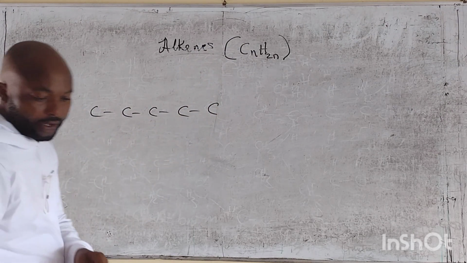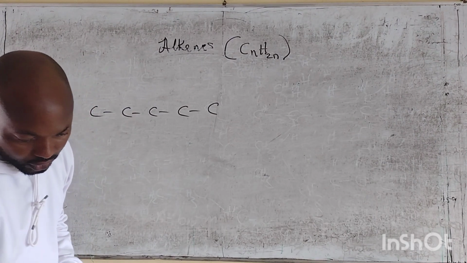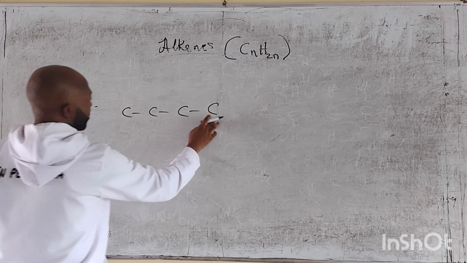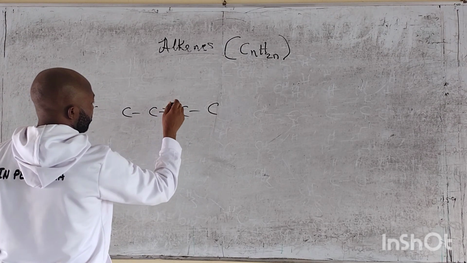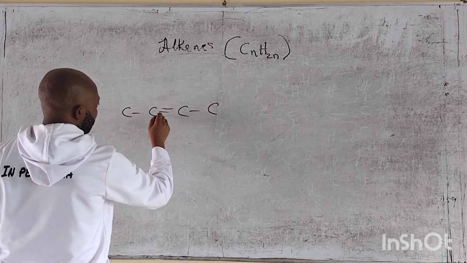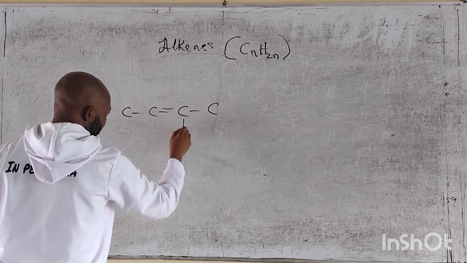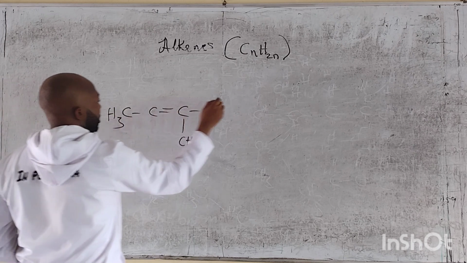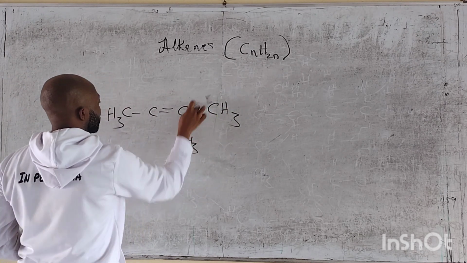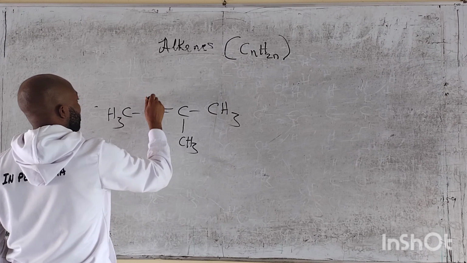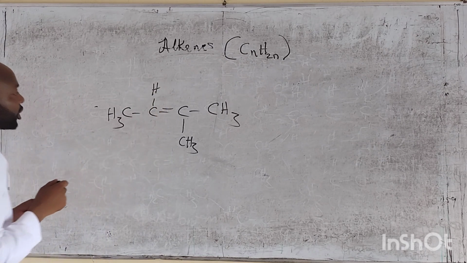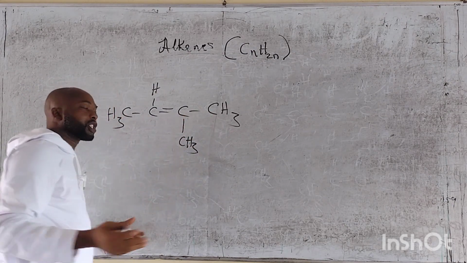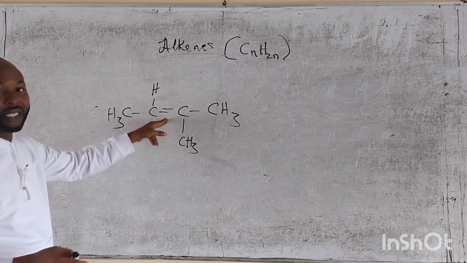Okay, I think it's 5. 1, 2, sorry, it's 4. Okay, if I put it here, CH3. Now, the double bond, if I come from here, 1, 2, from here, 1, 2, both sides, the double bond is in carbon 2.